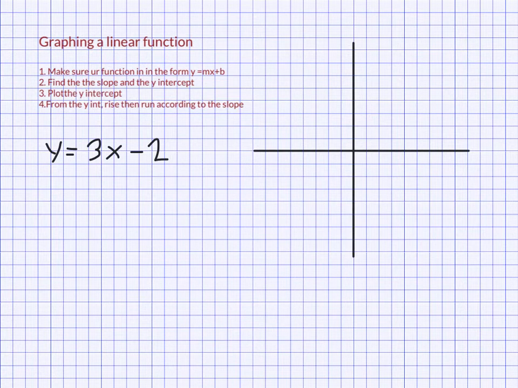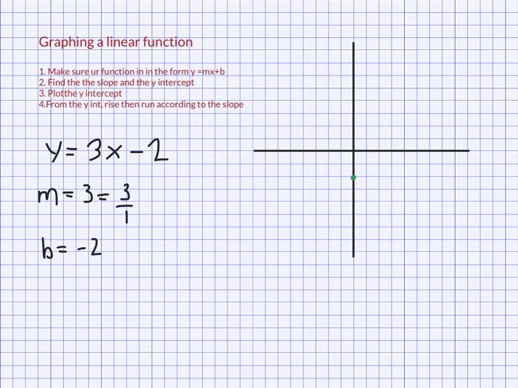So we're going to find the slope. We know the slope is 3, which means in terms of rise over run, that is 3/1. And then our y-intercept, our b, is -2. Okay, so we're going to find our slope and our y-intercept, and then we are going to plot the y-intercept. So our y-intercept is -2. That means we're going to cross the y-axis at -2. So we just plot -2 on there.